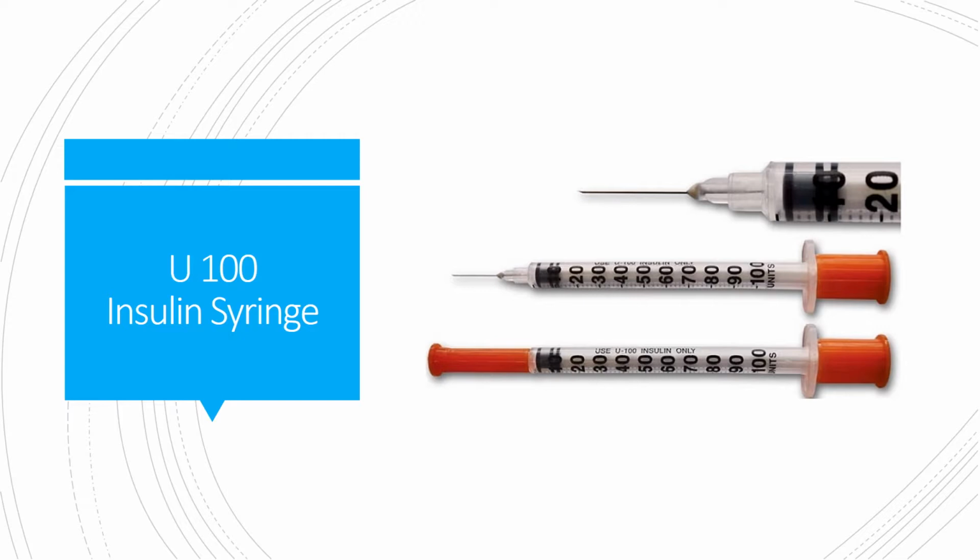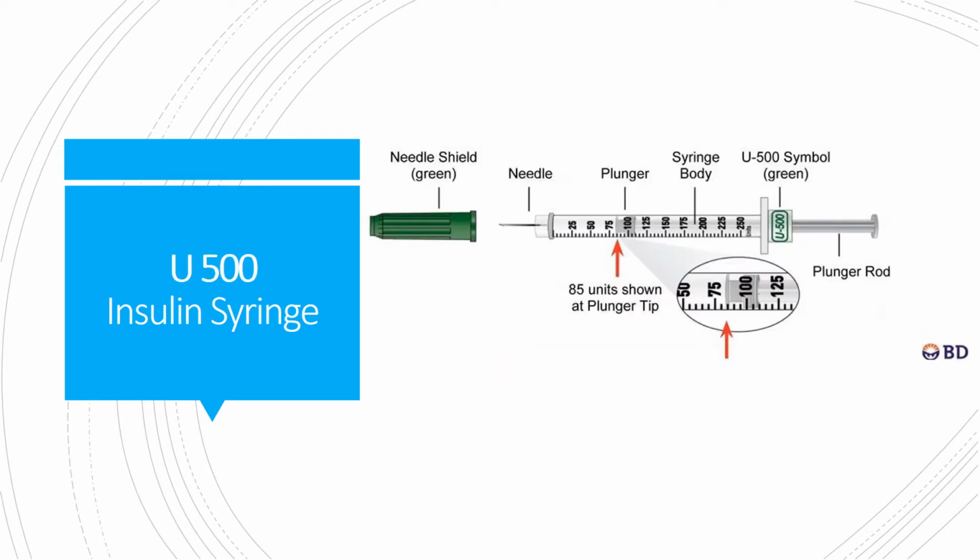Most U100 insulin syringes are orange, with an orange top and a black plunger. That helps you differentiate between the different types of syringes, so that's important to know. That's just an extra safety mechanism.